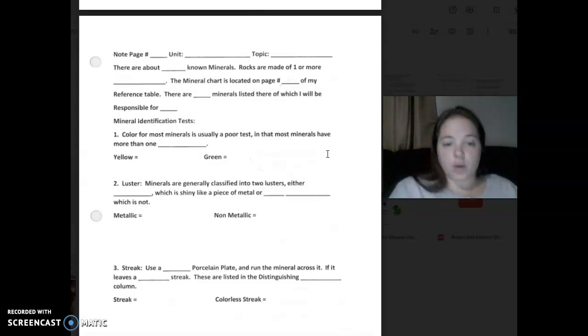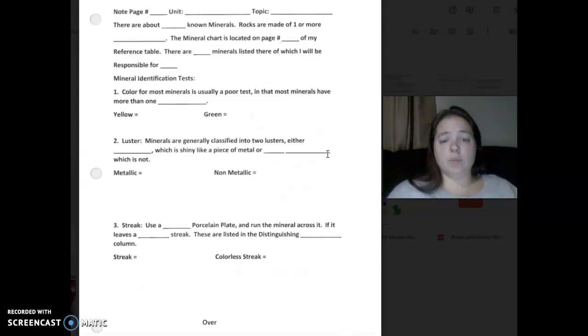So, looking at those, for most minerals, color is usually a poor test in that most minerals have more than one color. So, if you were looking at these, you could look at what would be most likely yellow. That's sulfur out of the list that I gave you.